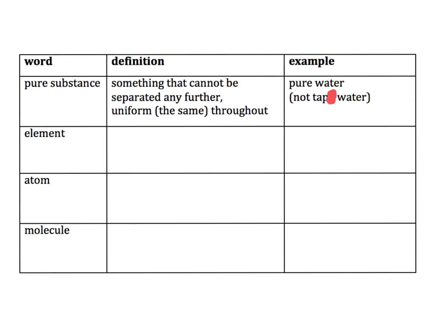So tap water has that stuff that comes out of the pipes. It goes through all the rocks down underground, and it goes through a water treatment facility, and there's a bunch of stuff in your water. So if it's totally pure, then that is a pure substance.